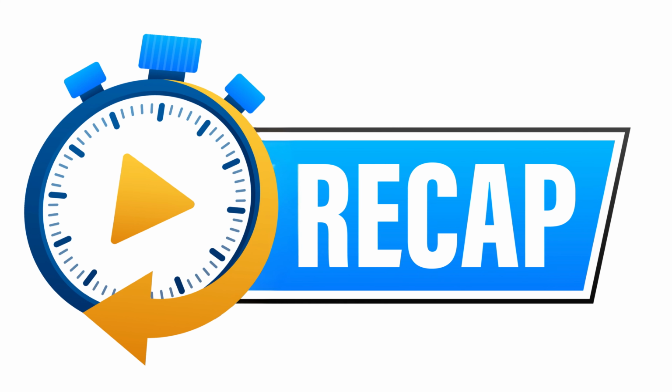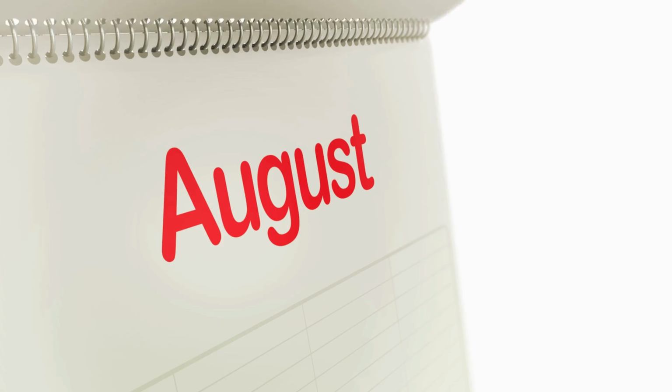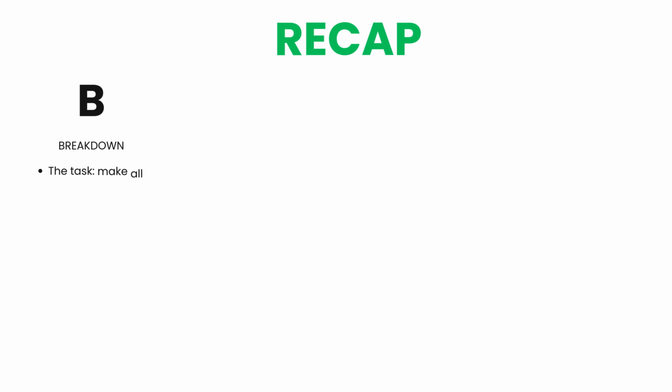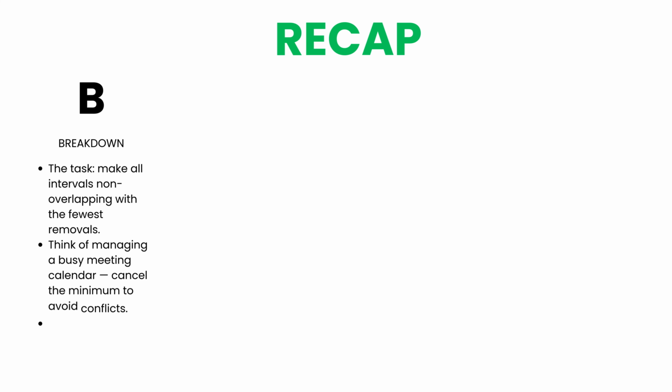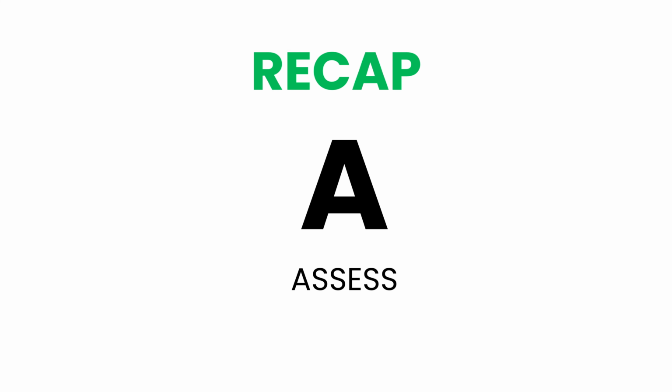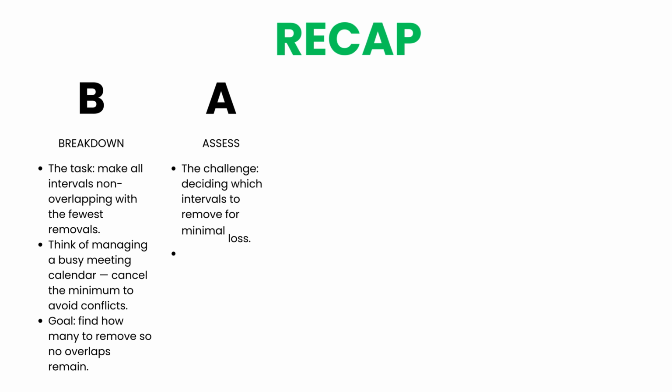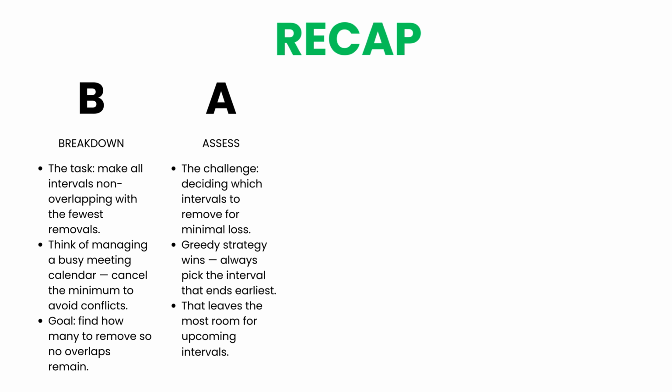Quick recap time. We tackled the classic calendar cleanup problem. Remove the fewest intervals so the rest don't overlap. Breakdown recap. Conceptually, we're optimizing a schedule. From a pile of possibly overlapping intervals, we want the smallest number of deletions so what remains is conflict-free. Assess recap. We compared options and landed on a greedy strategy. Brute force is impractical here, but if we always keep the interval that ends earliest, we leave maximum room for everything after it. This directly maximizes the number of non-overlapping intervals and, by complement, minimizes removals.